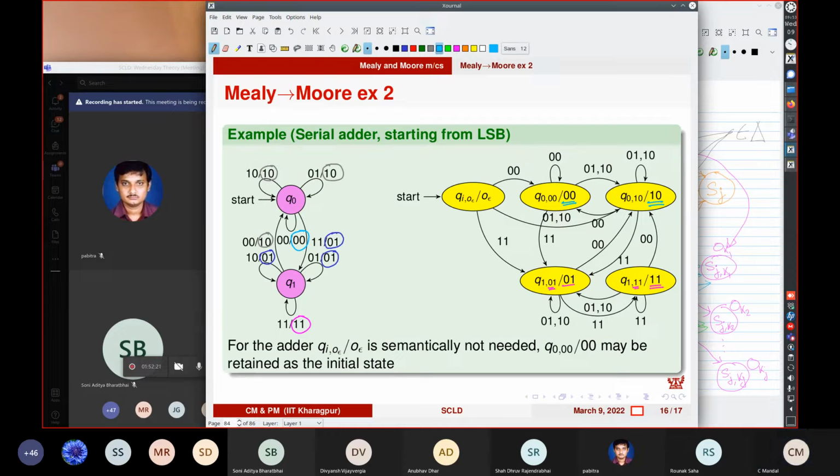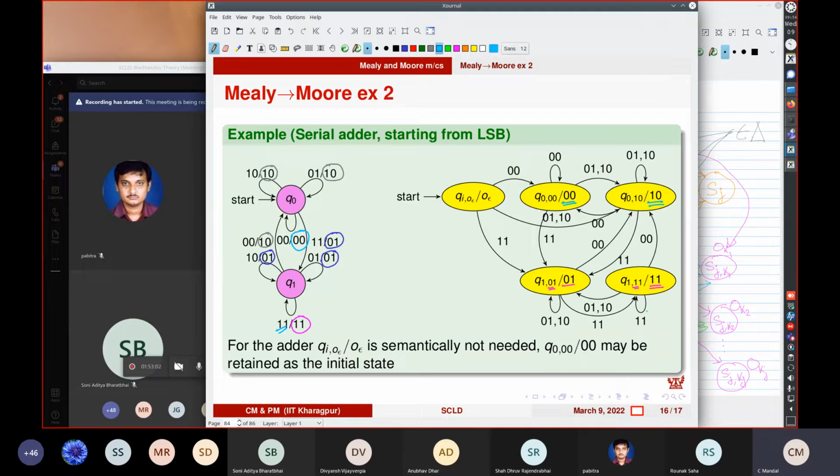So now what I'm doing is, let us say for Q1, for the input 1, 1. When do I have the output 1, 1? I get the output 1, 1 for input 1, 1. So whenever I have 1, 1, I'm going to make a transition to this copy of Q1 so that I get the output 1, 1.